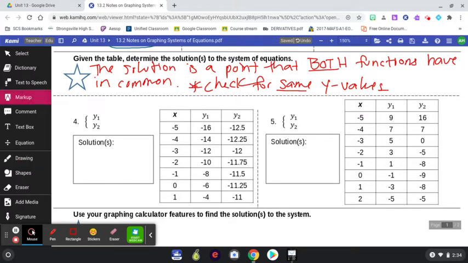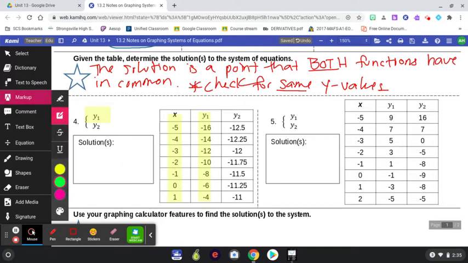All right. So I didn't actually tell you what the two equations were, but here's what I know. I know that for y1, my output is in this column here, and that goes with any of the inputs in the x column.